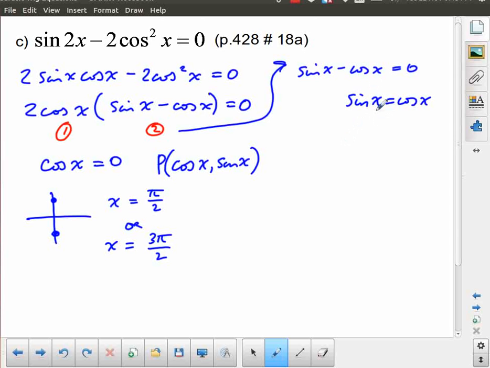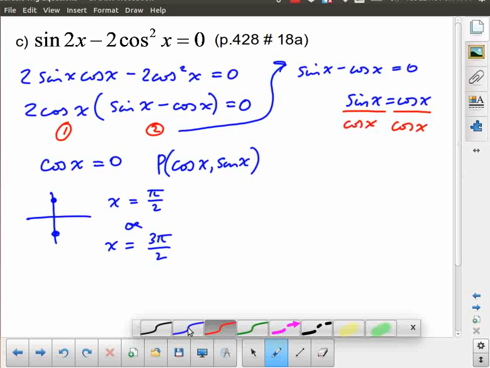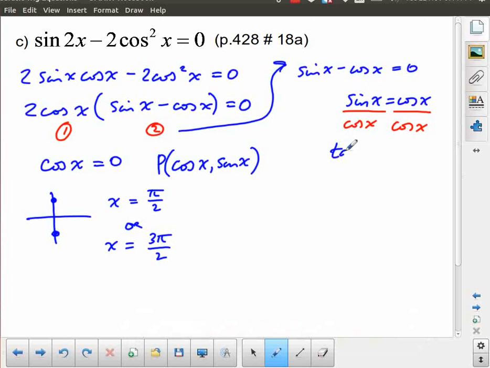But there's something else you can do here that also works, which is when sine x and cos x are equal to each other, that is the same thing as, and I'm not going to finish that sentence until I do this. I'm going to divide both sides by cos x, and that says tan x is equal to 1.